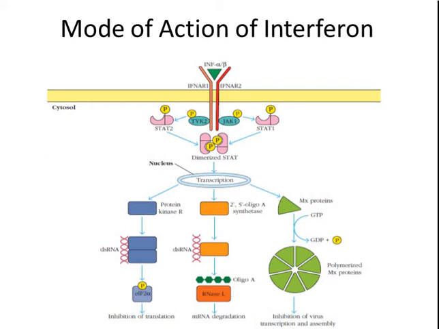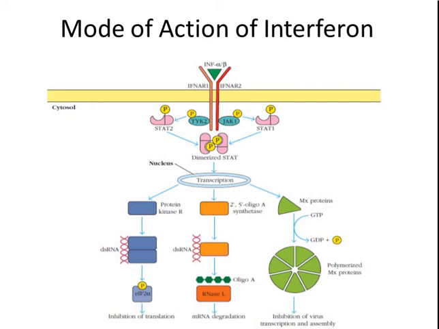which includes protein kinase R or PKR, which inhibits viral and cellular protein synthesis by binding the elongation initiation factor 2 alpha; 2 prime 5 prime oligoadenylate synthetase, which activates the ribonuclease RNase L that degrades viral mRNA; and MX proteins, which inhibit both the transcription of viral genes into mRNA and the assembly of virus particles.